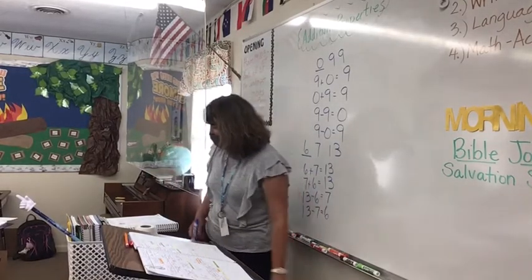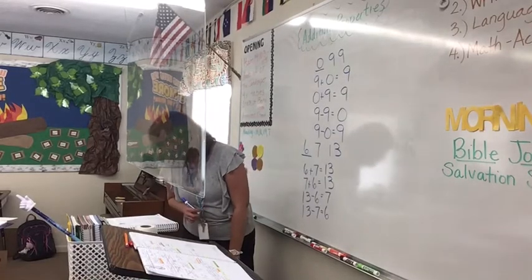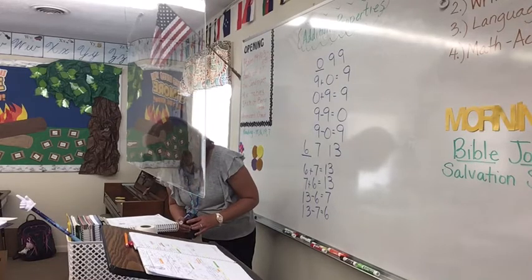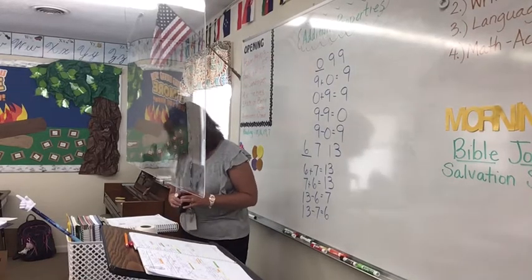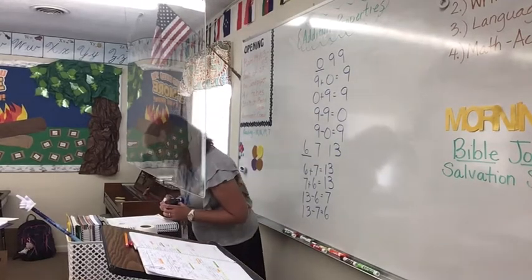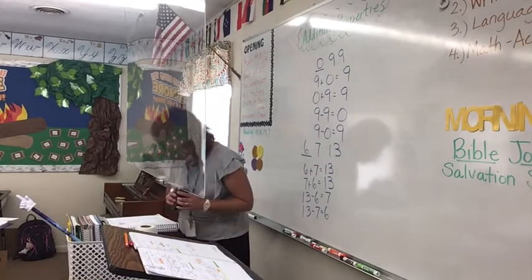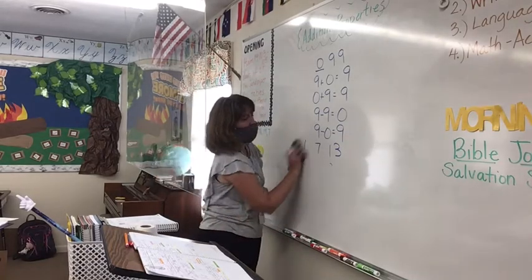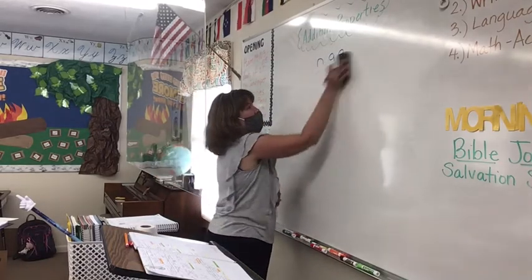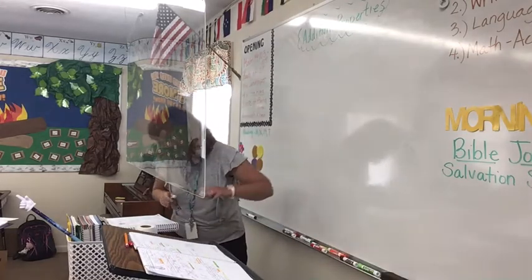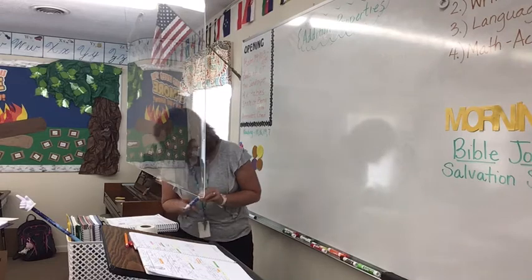Right. Okay, number 14. We are going to write the related subtraction fact to find the missing addend. So an addend, those are the numbers in your addition problem. Write the value for n. Okay, so we've got 9 plus n equals 17.